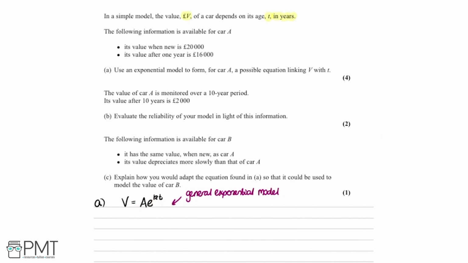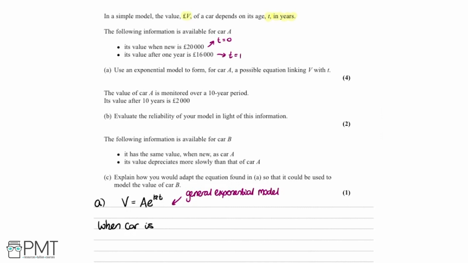Okay, so the value when it's new is £20,000. So when it's new, there's going to be no age in it. So then T is going to equal 0. And after 1 year, T is going to equal 1, because we know that T is measured in years. So use this information here.